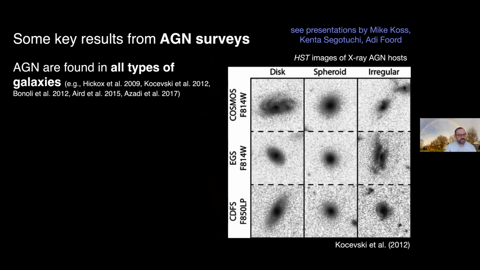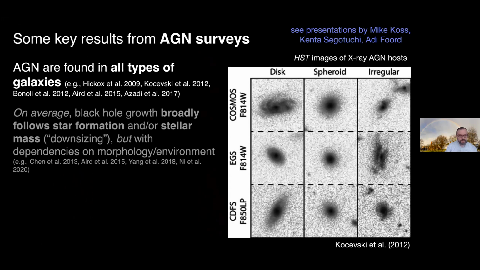And so you could, again, write a whole conference about the topics I put in this one slide, but just for the key results, not necessarily talking about obscuration, key results from AGN surveys are that AGN are found in all types of galaxies, both in terms of morphology and star formation. But on average, black hole growth broadly follows star formation and or stellar mass in galaxies. But there are some interesting dependencies on, for example, morphology or environment, like very compact galaxies seem to have more rapid black hole growth in general.